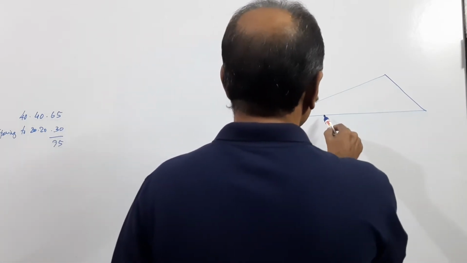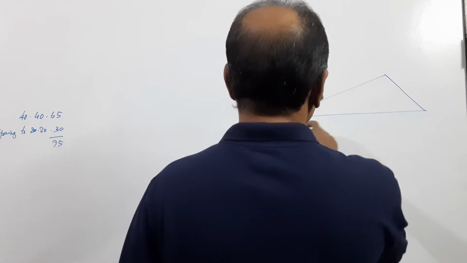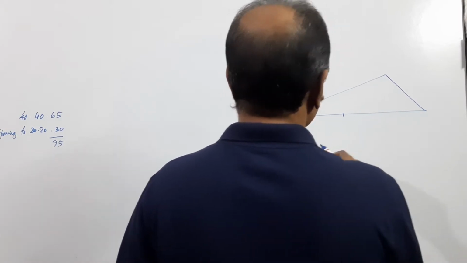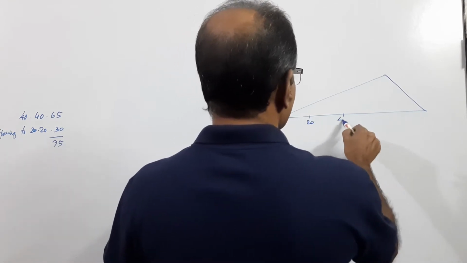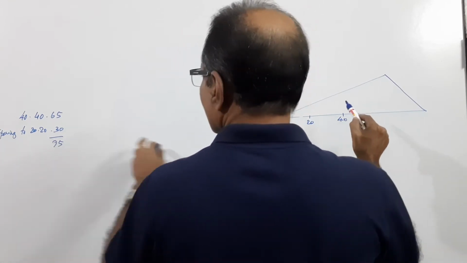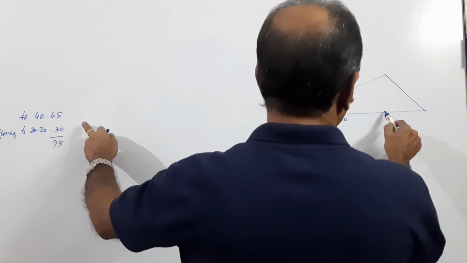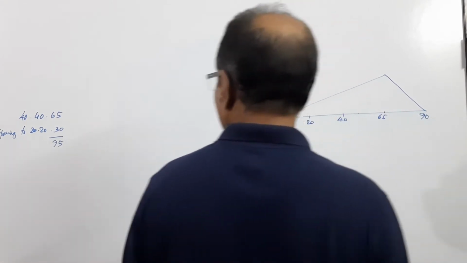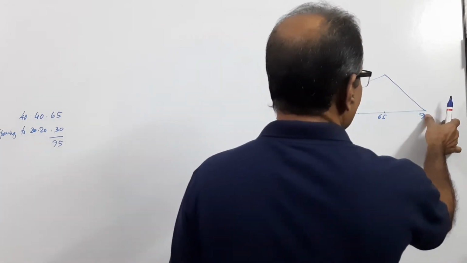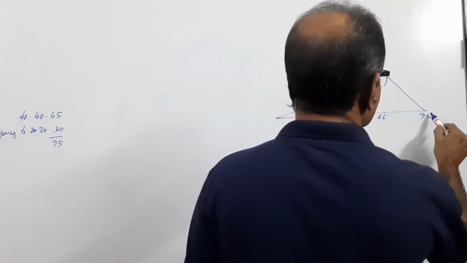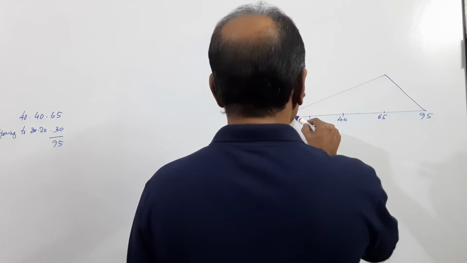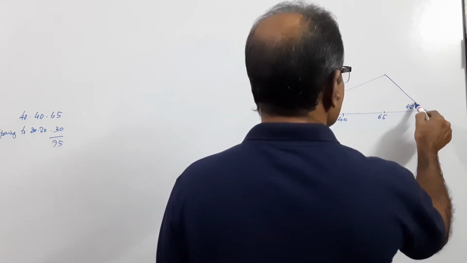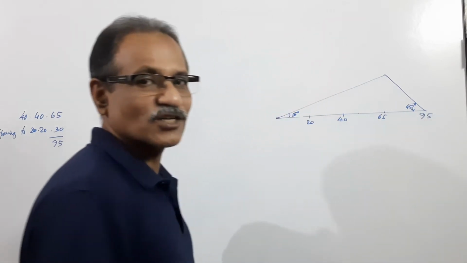Mark 20 on it, 40, 20, 40, 65, 95, sorry, 65, 95. This is 15 degrees. This is 45 degrees. You know the construction of isometric scale.